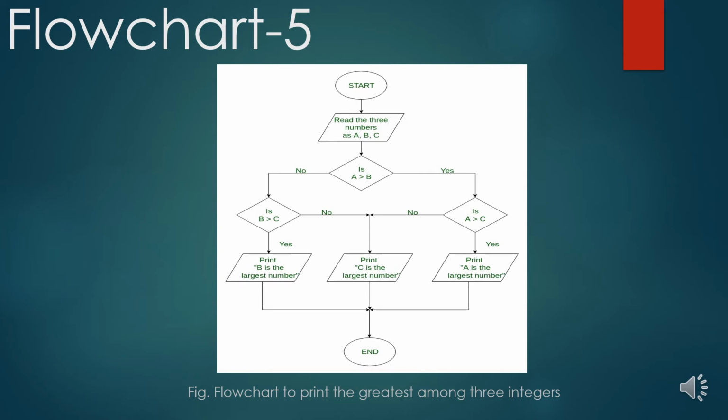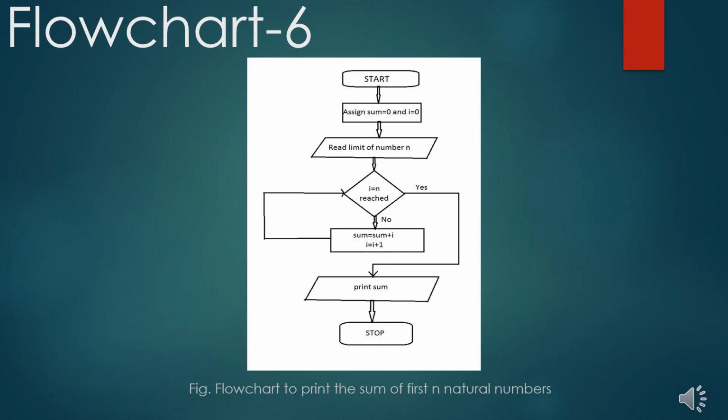On the other hand, if a greater than b is false, then b and c are checked, that is, whether b is greater than c or not. If yes, then b is the largest number is printed, and if no, then c is the largest number is printed. The point to be noted here is, before the end we could use a connector to connect the three arrows.